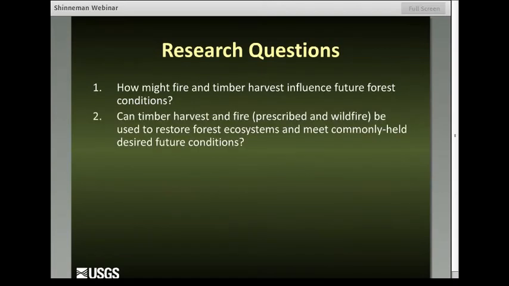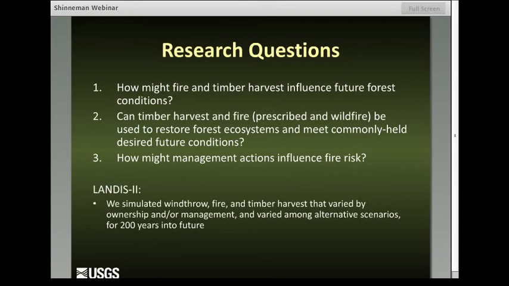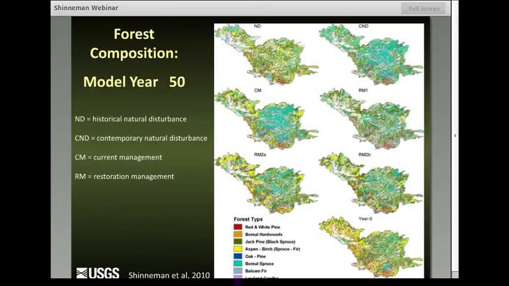And our research questions were really, how might fire and timber harvest influence future forest conditions? Can timber harvest and fire be used to restore forest ecosystems and meet these commonly held desired future conditions? How might management actions influence future fire risk? And again, we use LANDIS to do this by simulating various wind throw, fire, and timber harvest scenarios that varied not only by the ownership within each scenario, but also varied among alternative scenarios so that we could get at some possible alternative futures for the landscape by testing different assumptions about fire use and timber harvest.